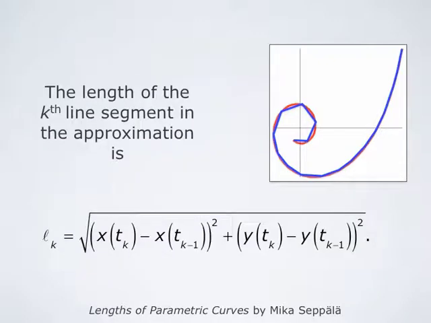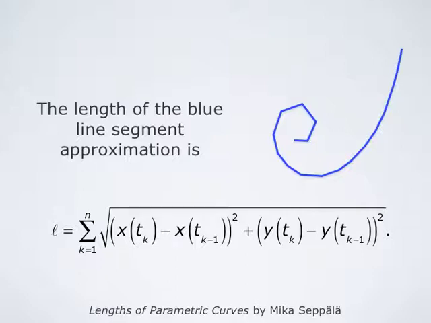Now consider an individual line segment corresponding to the kth subinterval. The length of this line segment is simply the square root of (x(tk) minus x(tk-1)) squared plus (y(tk) minus y(tk-1)) squared. This is so because this is the line segment that joins the point x(tk-1), y(tk-1) to the point x(tk), y(tk). Now we have to add up the lengths of these line segments, and we get an approximation for the length of the arc that we have to compute, and the approximation is now the summation k from 1 to n of the square roots of (x(tk) minus x(tk-1)) squared plus (y(tk) minus y(tk-1)) squared. Now this is the approximation that we will next work with.